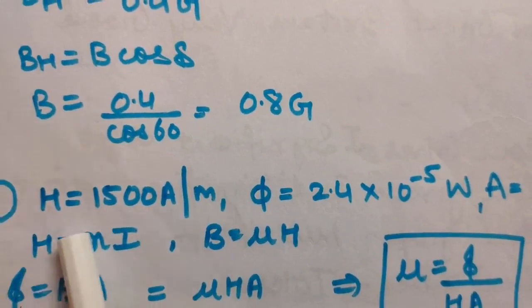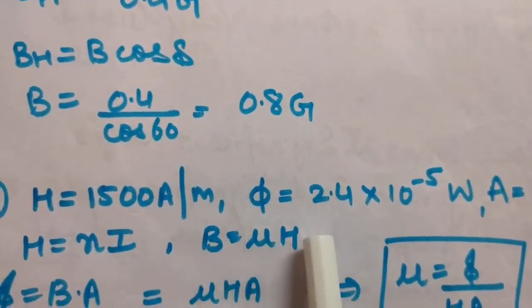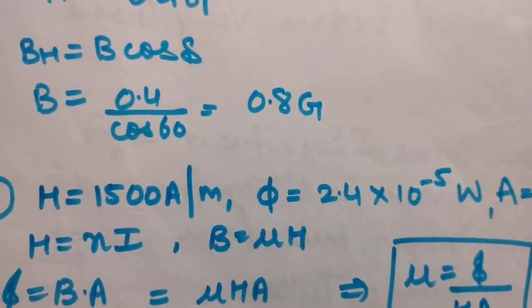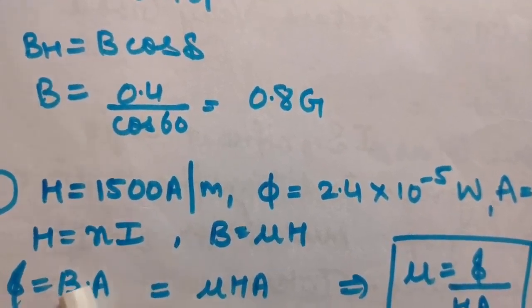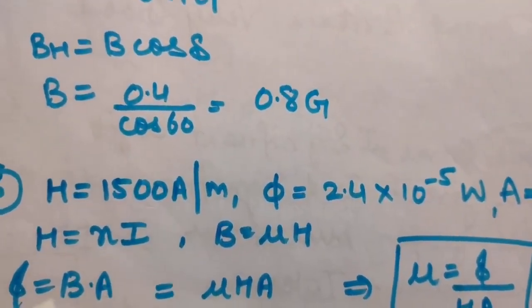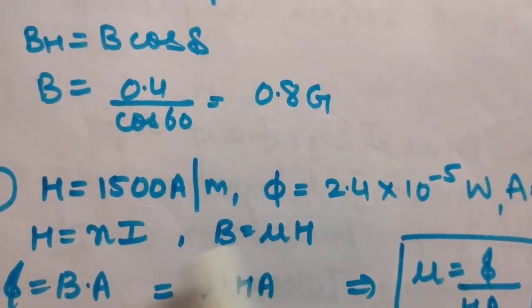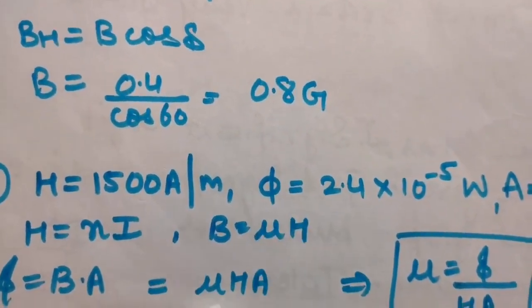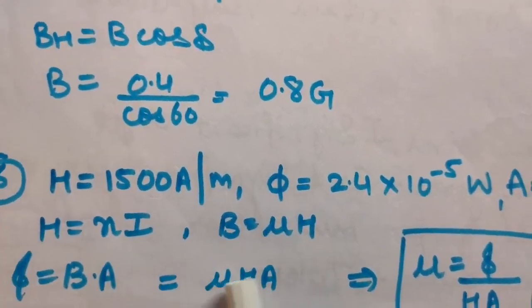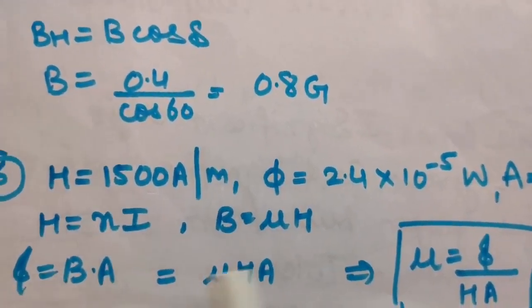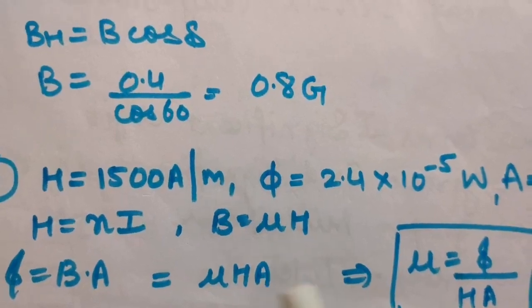Okay, so now you know H is nI and B is mu H. Okay, and one more formula you know, phi is B dot A, that is magnetic field dot into area. So now putting the value of B as mu H and area will be A only. Okay, so now phi is equal to mu HA. You know phi, you know H, and you know A as well. They are given in the question.